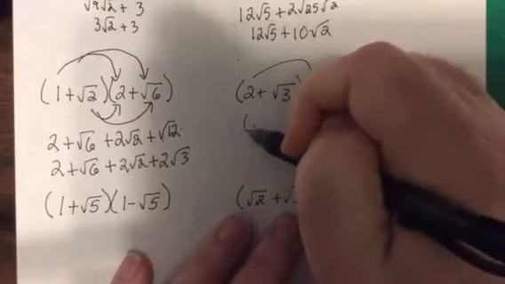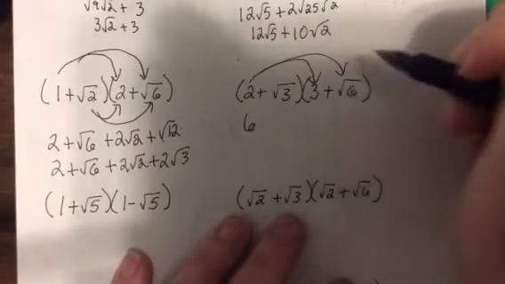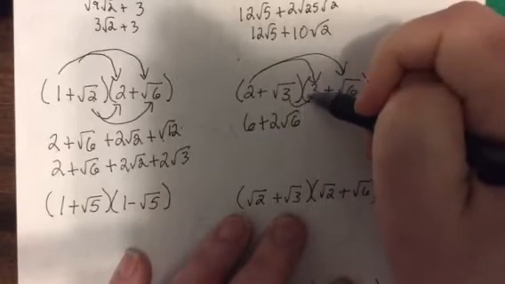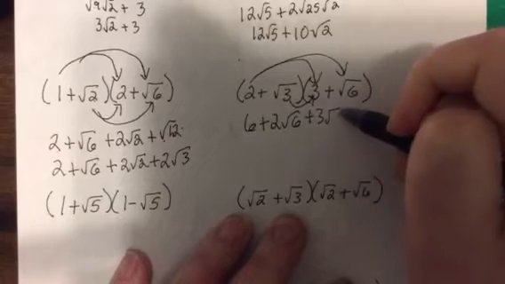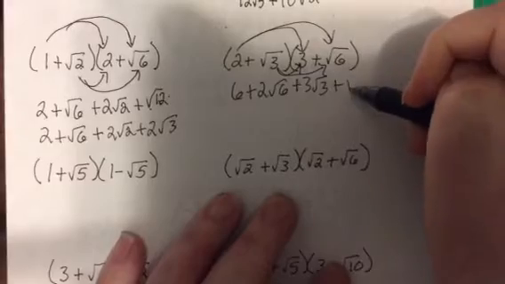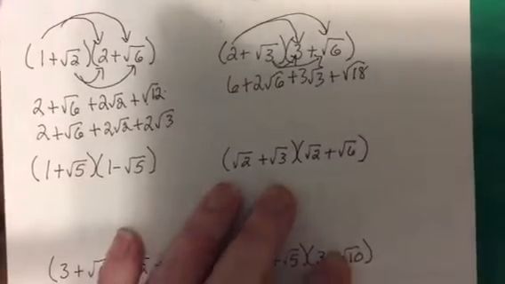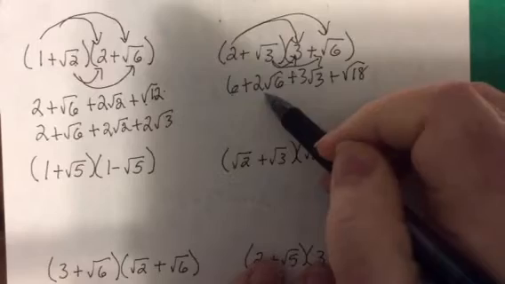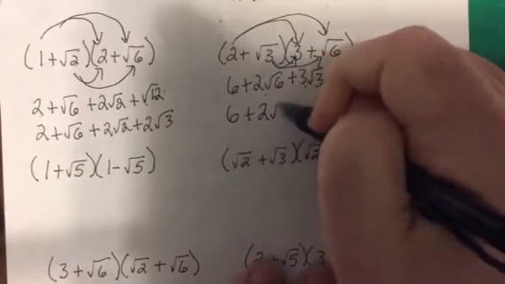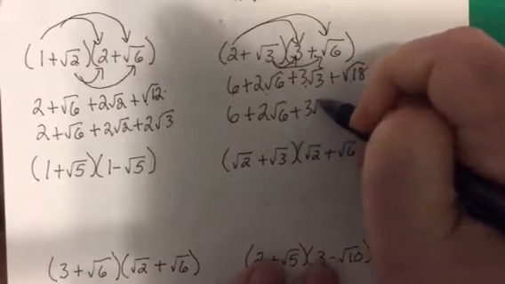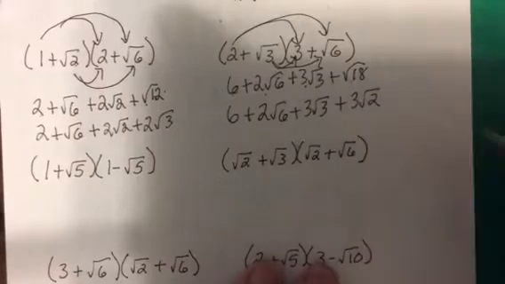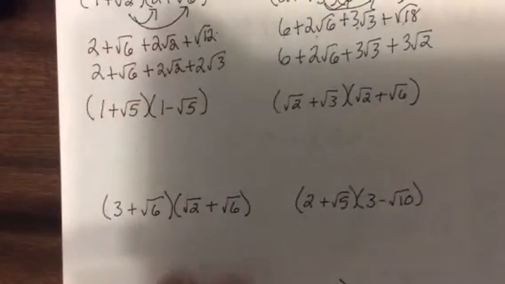2 times 3 is 6. 2 times square root of 6 is 2 square root of 6. Square root of 3 times 3 is 3 square root of 3. And square root of 3 times square root of 6 is square root of 18. So, can't do anything, 18. So, 18 is 9 and 2, and the square root of 9 is 3. Can't do anything with the 2. It's not a perfect square.